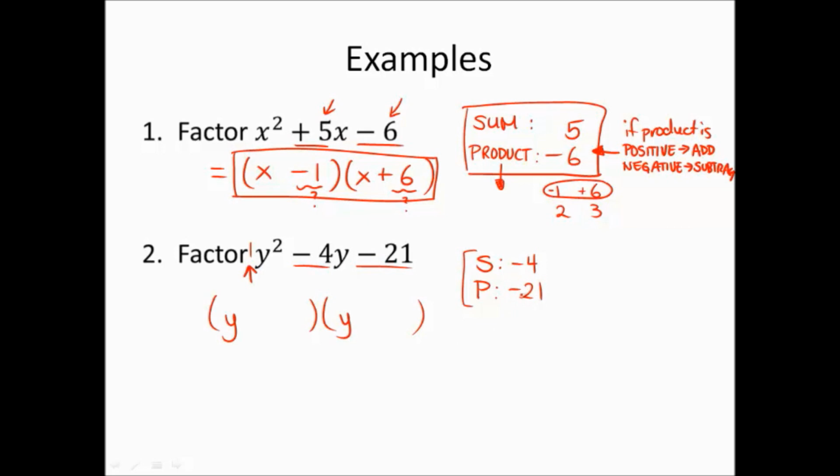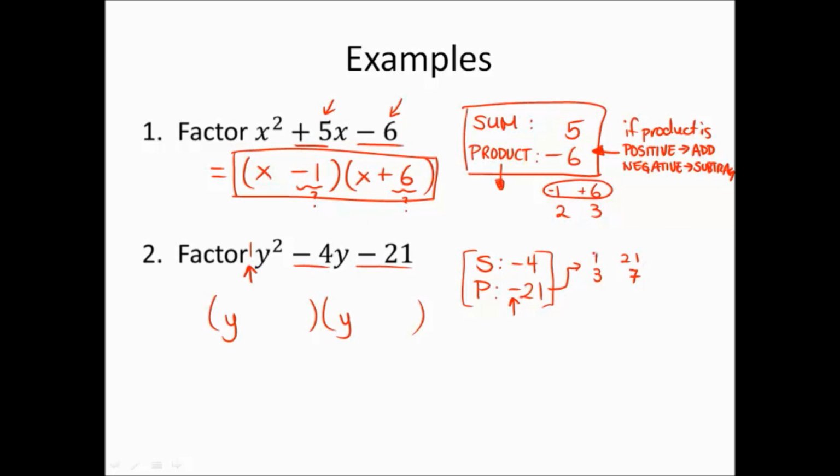Remember, the best way to find the two numbers that will have a sum of negative 4 and product of negative 21 is to write out all the possibilities of your product. So let's start with 1 times, then 2 times, 3 times, and so on. 1 times 21, 2 times doesn't work. 3 times 7, 4 times, 5 times, 6 times, 7 times. Hey, that's it. So our product is negative, so we're looking for a difference, a subtraction of these two numbers to give us a 4.